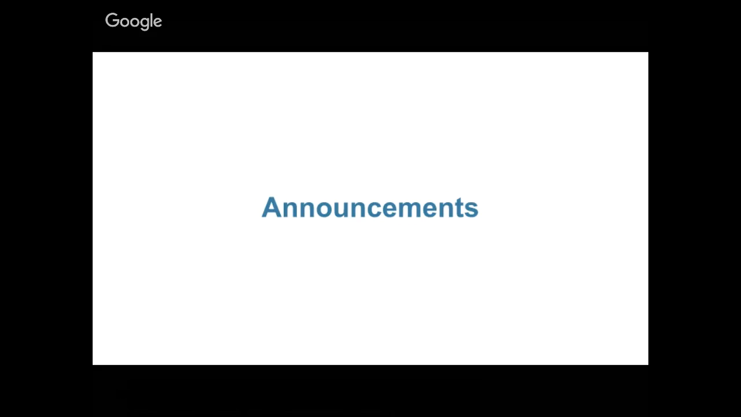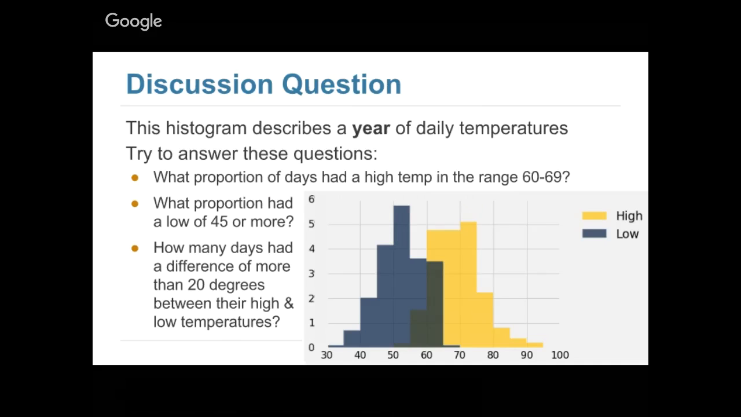Cool. So let's start off with a question for you. This histogram describes a year of daily temperatures. Try to answer these questions. What proportion of days had a high temperature in the range 60 to 69? What proportion had a low of 45 or more? And how many days had a difference of more than 20 degrees between their high and low temperatures?